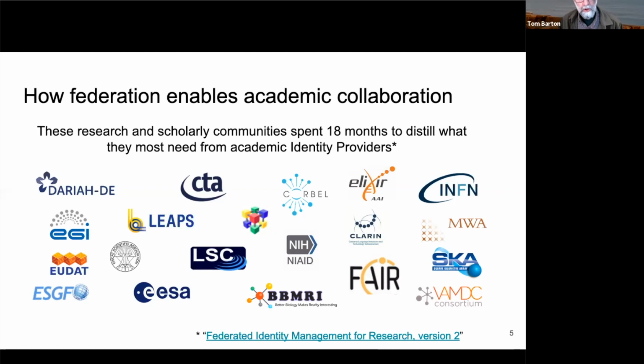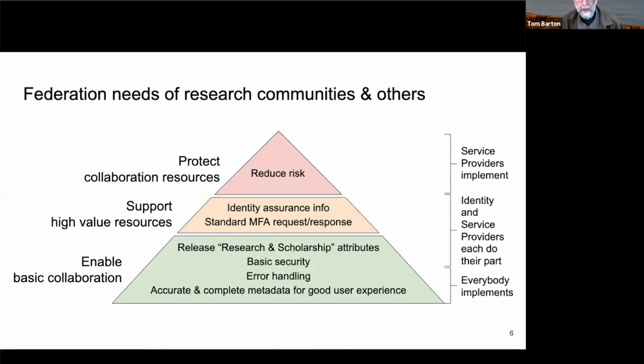And the next slide, I've encapsulated a picture that isn't from that report, but is my own interpretation of all the different types of requirements and requests that that report asked of various constituencies. I kind of gelled out what it was they really want from federations like InCommon, okay, that constituency. They want these things to enable basic collaboration.